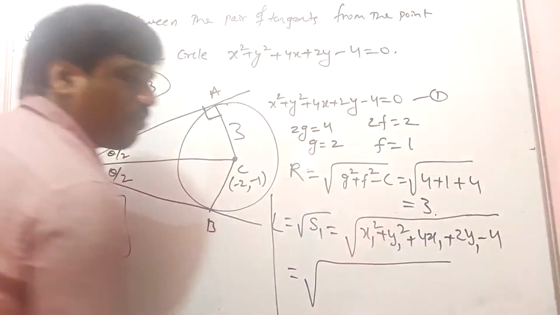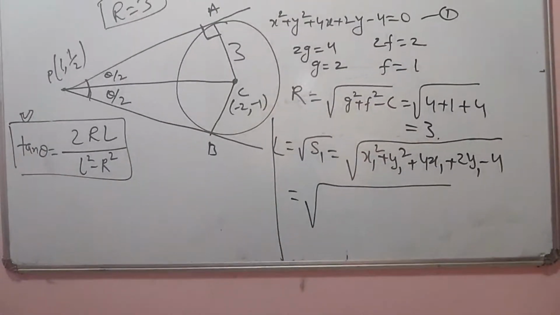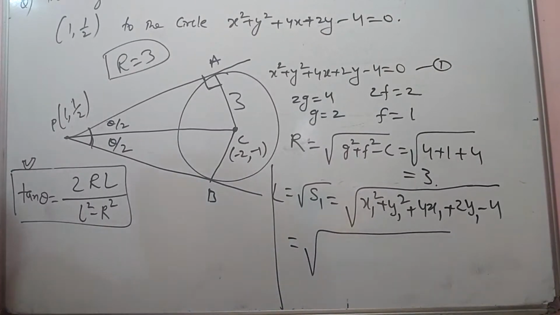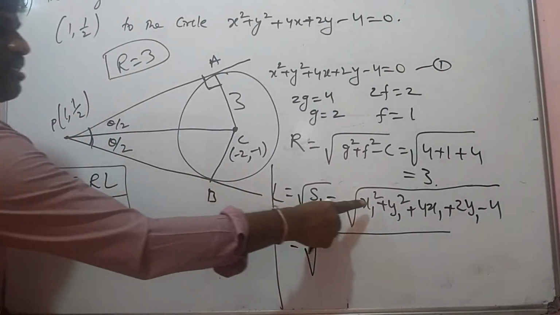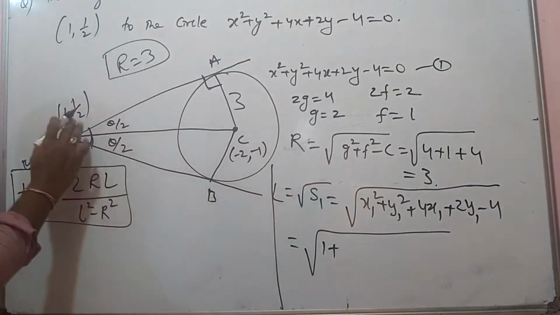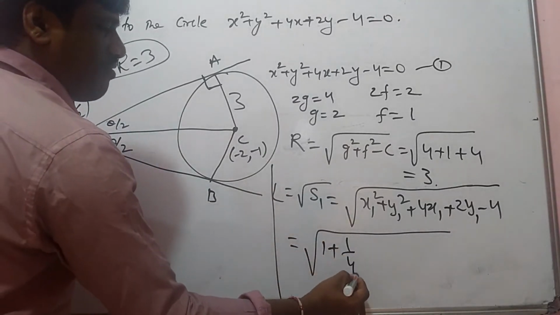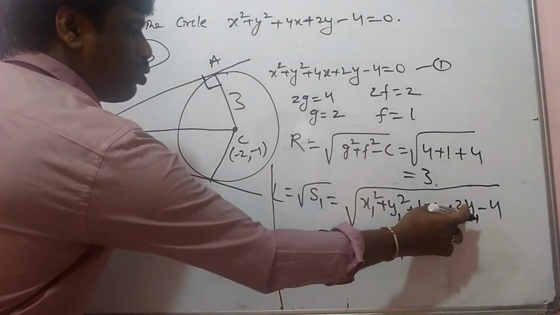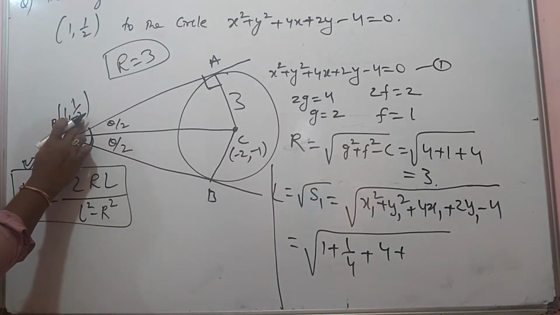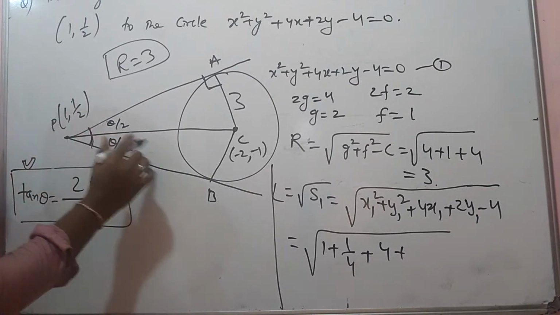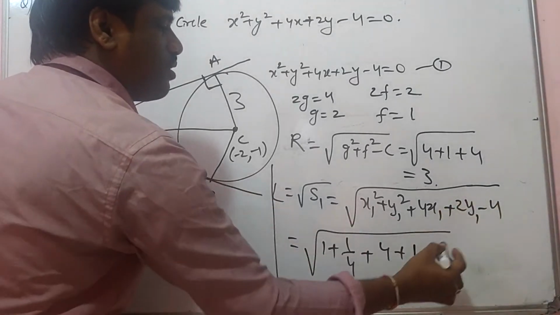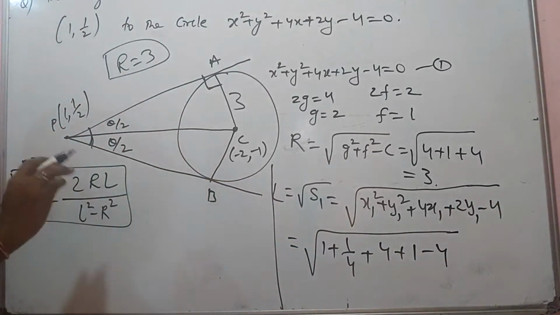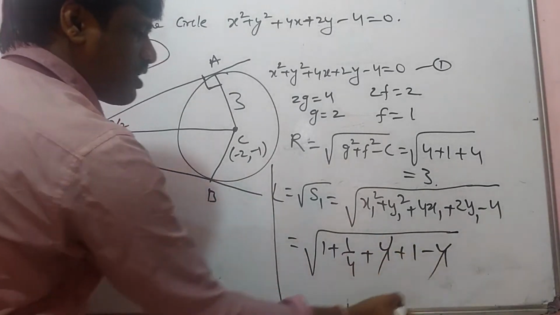Substitute here. What am I going to get? Just look here. If you substitute 1 here, 1 square value will be 1. 1 by 2 whole square value will be 1 by 4. 4 into 1 will be 4, plus 2 into half, 2 into half will be 1, you are going to get 4. And from this, plus 4 minus 4 cancel out.